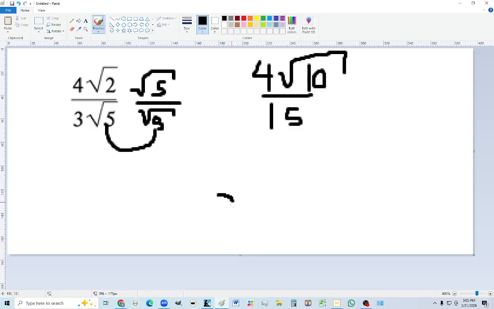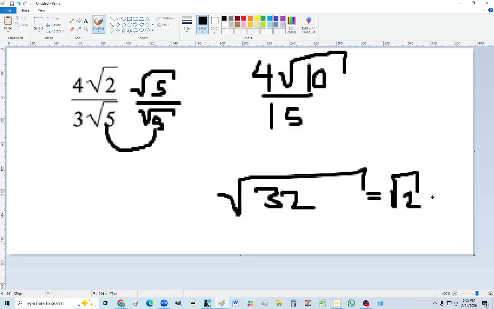Keep in mind that when you see some square roots, you're going to try to find simpler versions. For instance, square root of 32 is square root of 2 times square root of 16. Square root of 16 is 4. So therefore, square root of 32 is 4 times square root of 2.